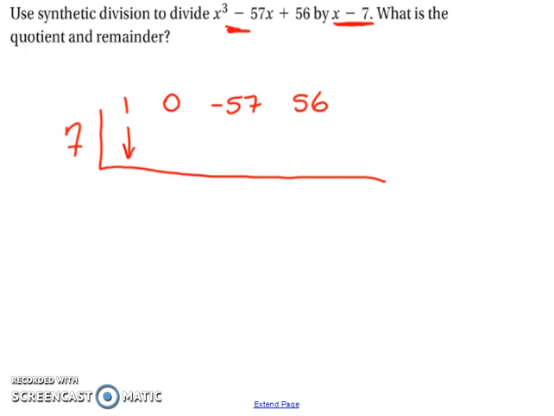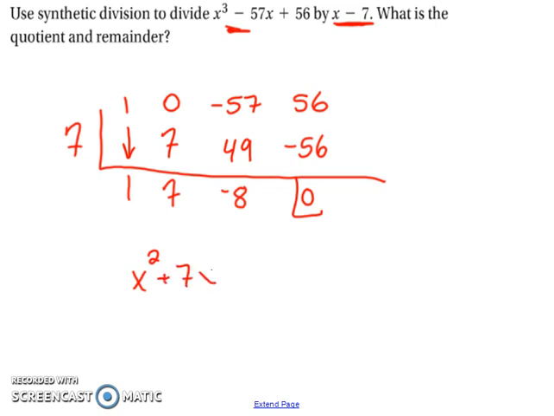So we're going to bring down the 1. 1 times 7 is 7. 0 plus 7 is 7. 7 times 7 is 49. Negative 57 plus 49 is negative 8. Negative 8 times 7 is negative 56. Add them, we get 0 as our remainder. We're going to drop a degree, so I have x squared plus 7x minus 8 as my answer.